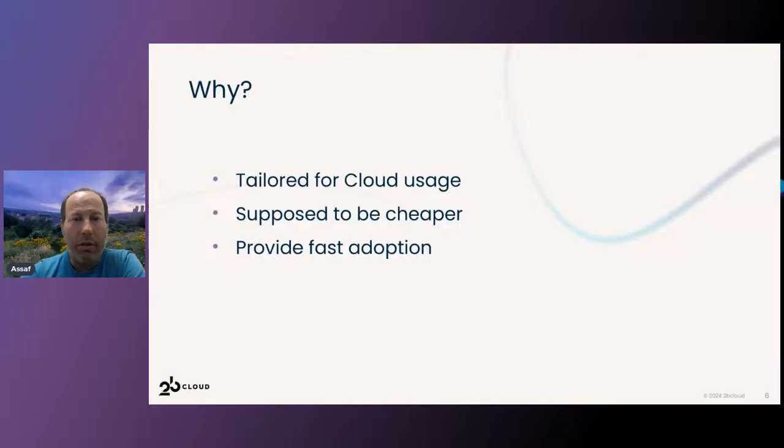Why? Because Graviton, as we've heard before from my colleagues, is tailored for cloud use. So every time you want to use something, you might as well use the best solution available for that usage. It is meant to be cheaper than x86, and we will discuss this in the forward slides. It also provides fast adoption. The change in RDS from x86 to Graviton is simple, easy, and fairly quick in adoption, and doesn't require a lot of technical specifications.